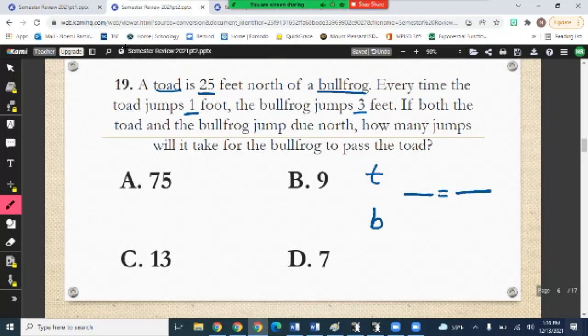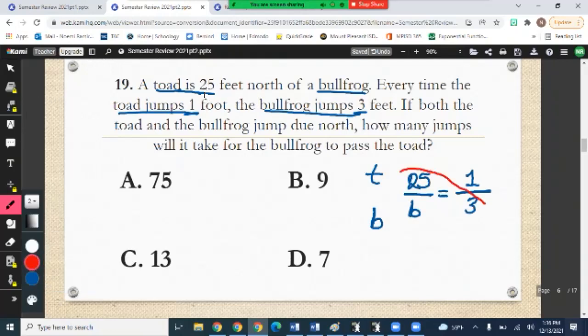So look at that first sentence. They give you one number. That number belongs to what? Toad or bullfrog? Toad is 25. Where does that 25 go? Bullfrog, we don't know. So I'm going to put that variable. That's my unknown. Look at that second sentence. That one belongs to what? Toad or bullfrog? So that goes where? Top or bottom? Second number belongs to bullfrog. Goes top or bottom?